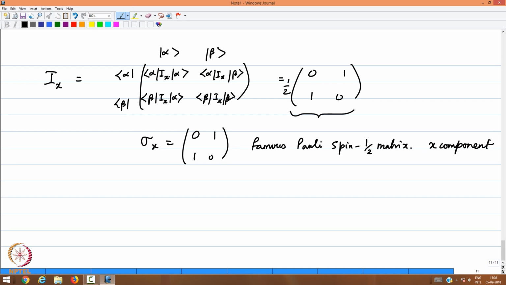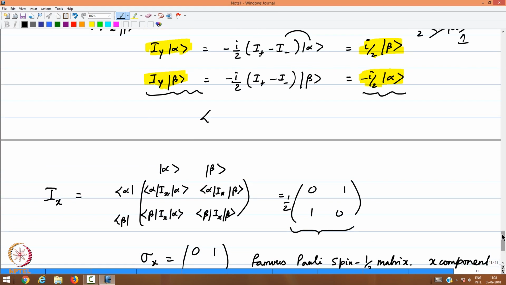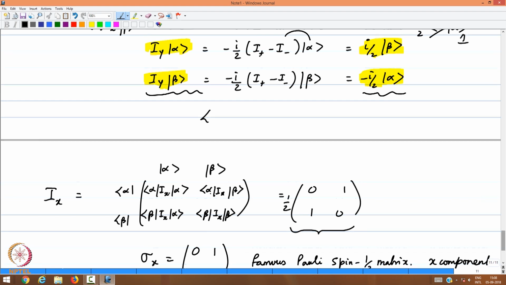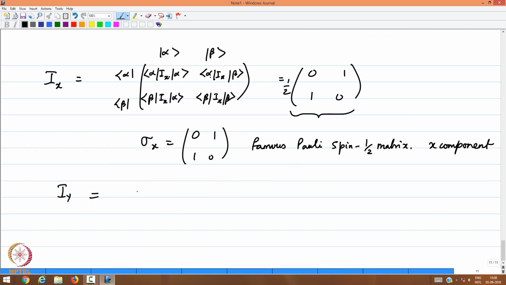Okay. Likewise, for Iy, all I need to do is to replace the operator Ix with Iy in all 4 places, and Iy on alpha gives you beta, you have seen that, therefore this is 0. Iy on beta gives you alpha, and you can see that Iy on beta gives you minus I by 2 times alpha, therefore this matrix Iy turns out to be 1 by 2 times 0, minus I, I, 0, okay. And this is again the famous Pauli spin matrix, half matrix, y component.